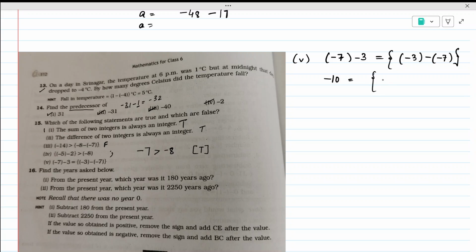Next, let's see. We have the bracket as minus 3. We can write this as minus 3 only. Minus into minus is plus. So plus 7 minus 3 will give us 4. Is minus 10 equal to 4? No. So the answer is false here. Okay. So this is how we have to do it. Question 16 is the homework. This we have already covered in our NCERT.